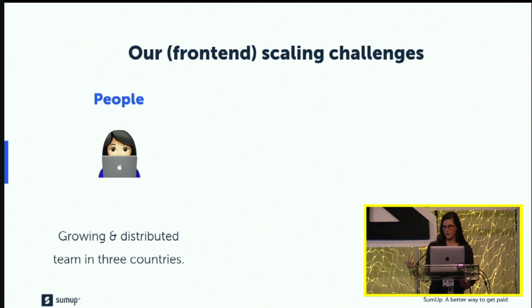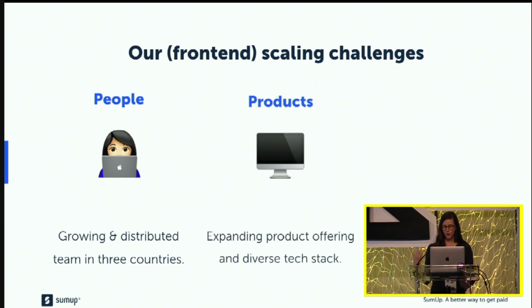So the first thing is always about people, right? As I already mentioned, we have a growing team and we're distributed in 3 different countries. We're also offering more and more products. We're expanding into all kinds of areas in the fintech space. But at the same time, we're not a new company. We've been around for almost 6 years. And that means that we also have a tech stack that includes shiny modern things and things that were shiny and modern 6 years ago. So we have to handle both of those.